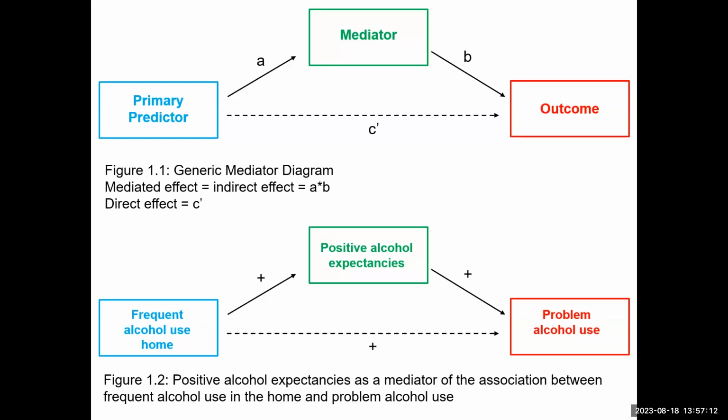Now, on the lower part of the slide, I've got the specific hypothetical mediator model from the prior slide. So on the left-hand side, we've got frequent alcohol use in the home as the primary predictor. In the middle, we've got positive alcohol expectancies as the mediator. And on the right-hand side, we've got problematic alcohol use as the outcome. And those plus signs are meant to denote the nature of the association between the variables in question. So positive alcohol expectancies are hypothesized to have a positive association with problem alcohol use.